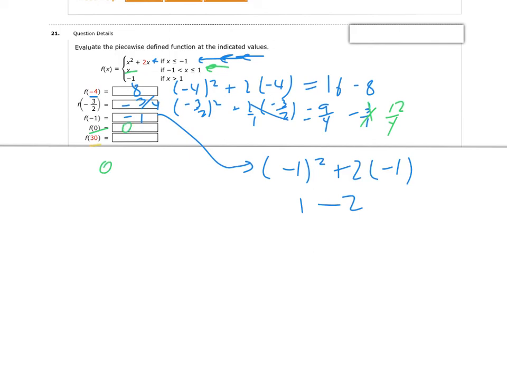And then 30, you can see, is obviously greater than 1. So I plug into this function, but this one has nowhere to plug it into. Since there's no x, that just means any number I plug into that piece would come out as -1.